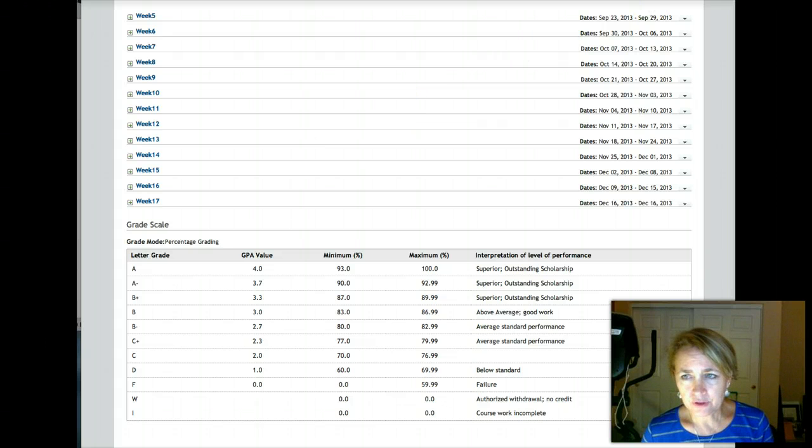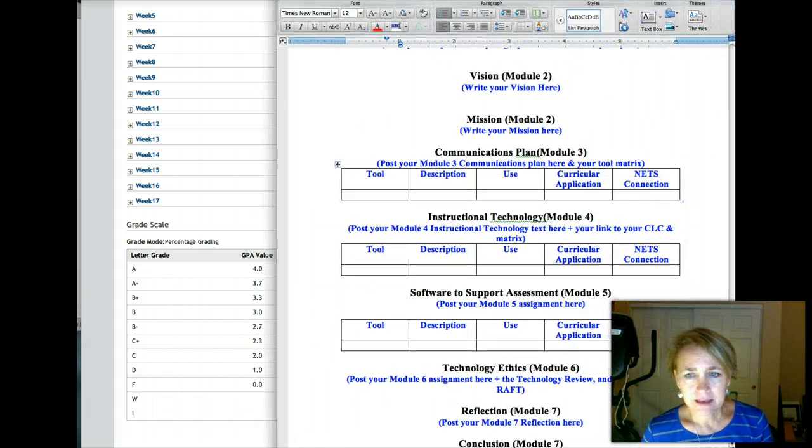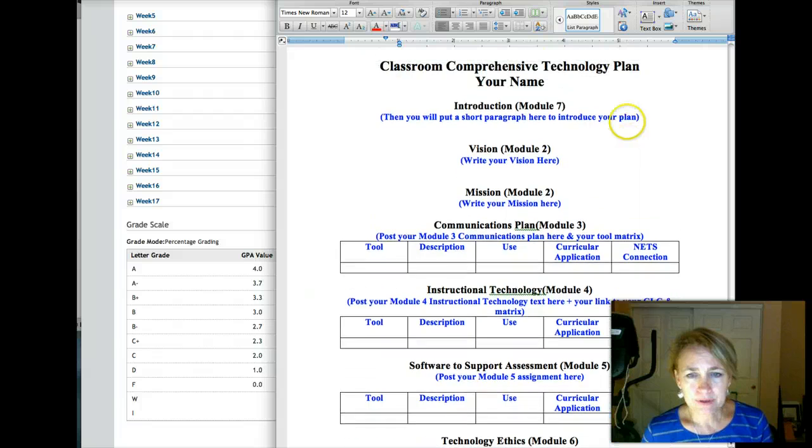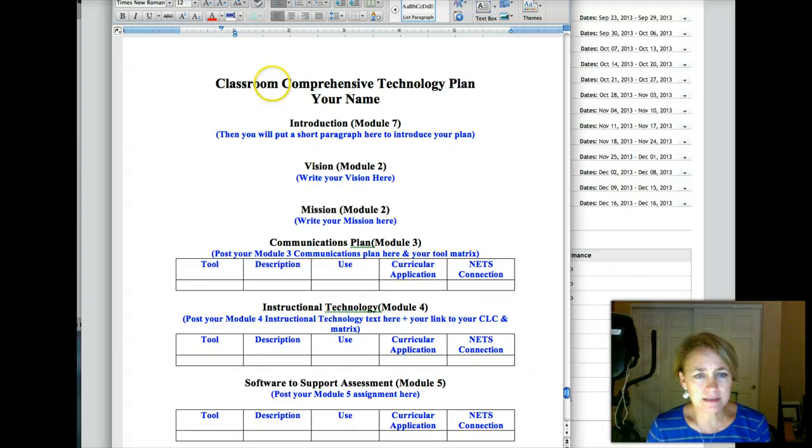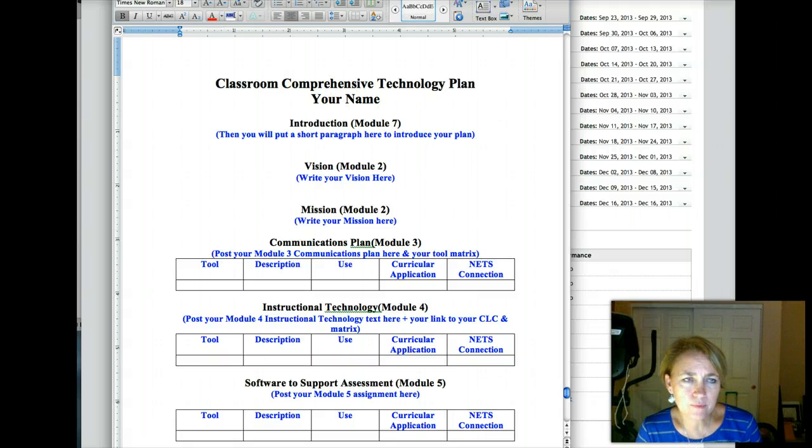So let me show you something here. This is a mock-up of what you'll be creating. It's a classroom technology plan. The paper that we're doing for the first module doesn't go on this plan, but this is like a template, and the blue is really directions to you.